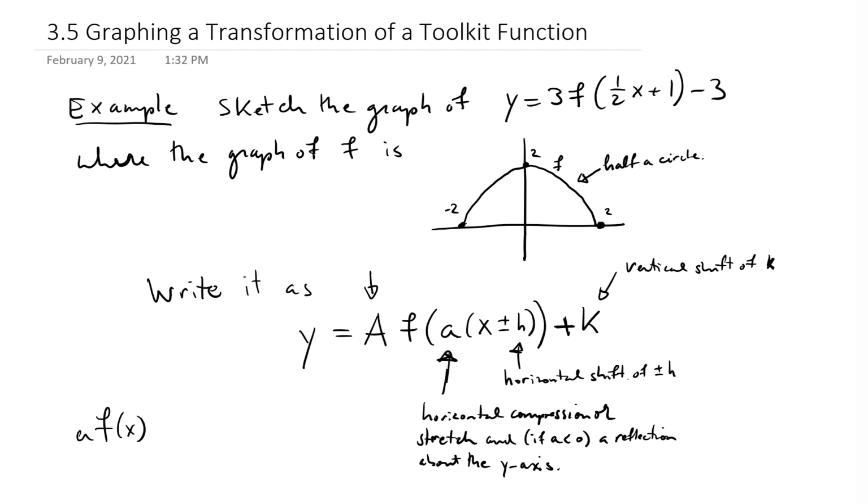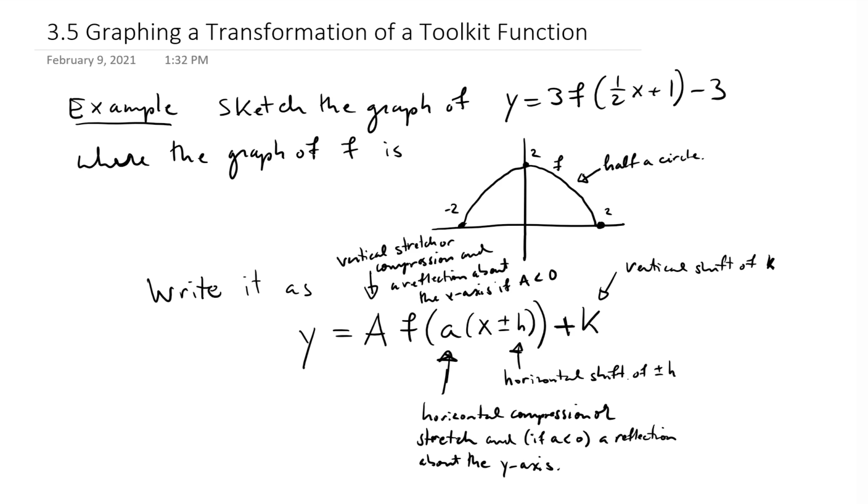And this one, this is when we're looking at A f of x. I'm writing capital A because I've used the other a for something else. So this is going to be a vertical stretch or compression, and a reflection about the x-axis if A is negative. So we want to write it like that.